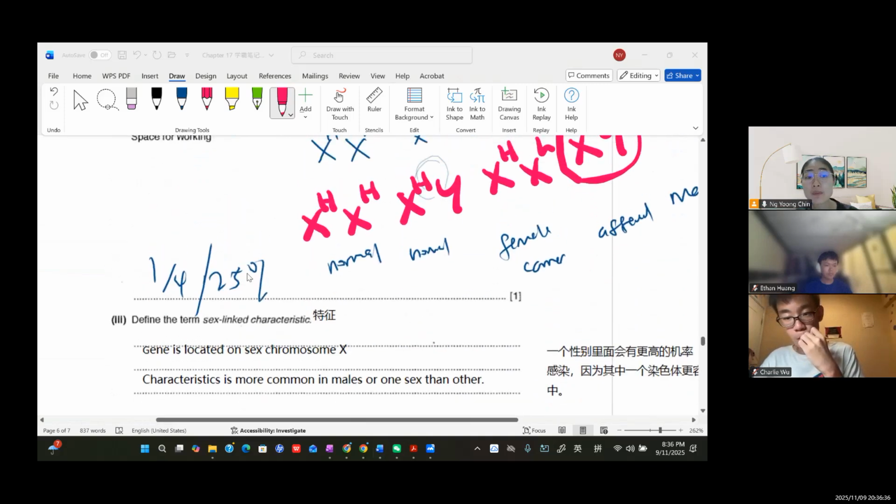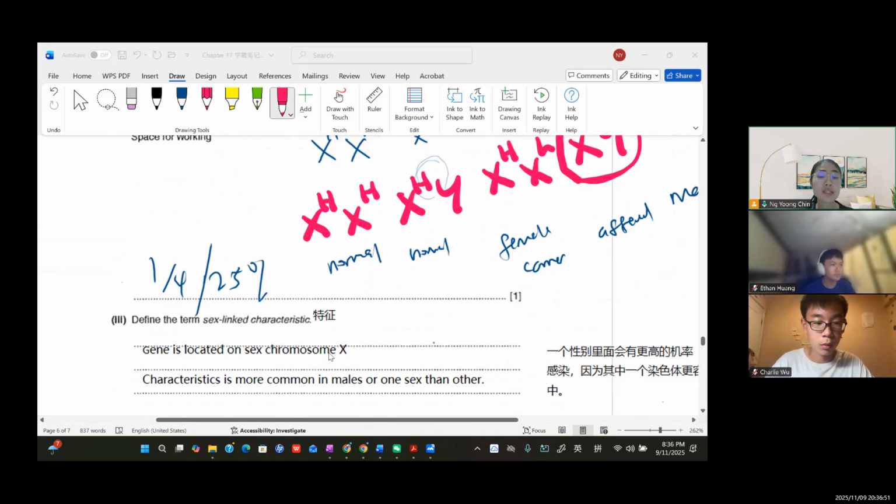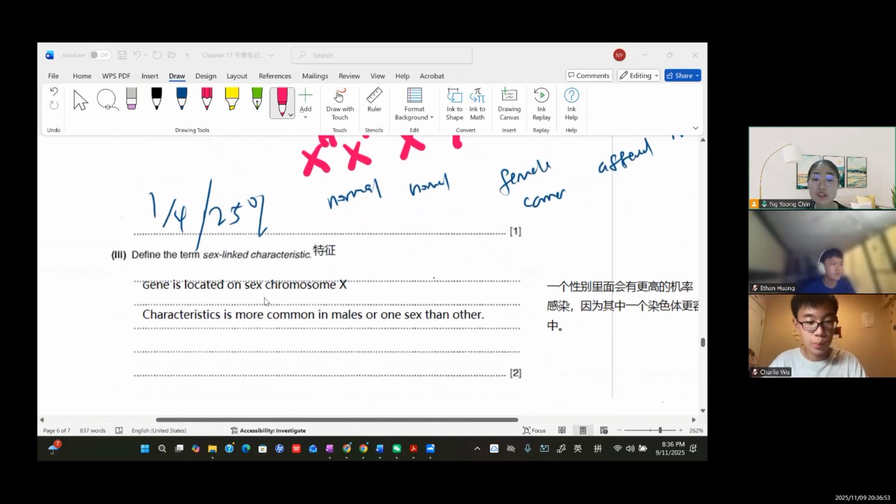So it's 25%, because they're asking about the probability. Whenever they ask about probability, they are actually asking about the percentage. You can write 25% or you can write 0.25. It's up to you. What I mean by sex-linked gene is that the defective gene is located only on the X chromosome. So that's why the male is more affected compared to the female, because the male only has that one X chromosome. If they get the defective gene, they will directly show the symptom.